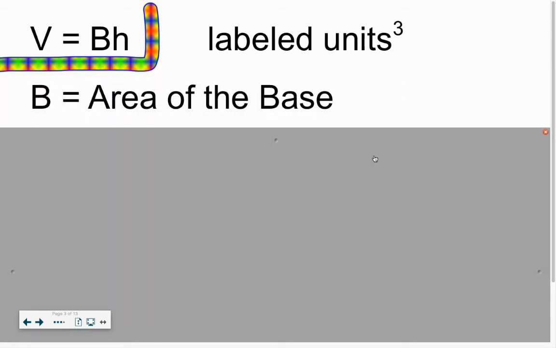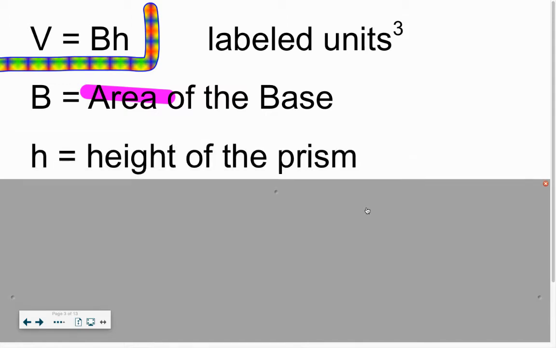V equals capital BH, and yes, it does need to be a capital B because the big B stands for base. It's all about the base. So that's why it is a capital B. Please note, it is the area of the base. So we're going to have to find that, show that work. And then it is a little h because, again, it still stands for the height. This is the formula we use for any type of prism.